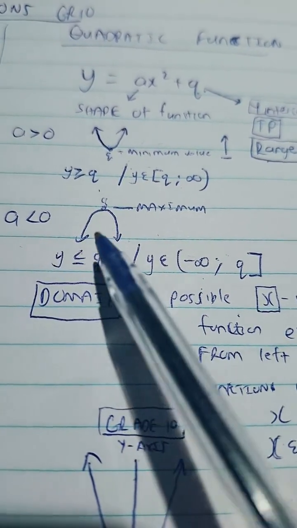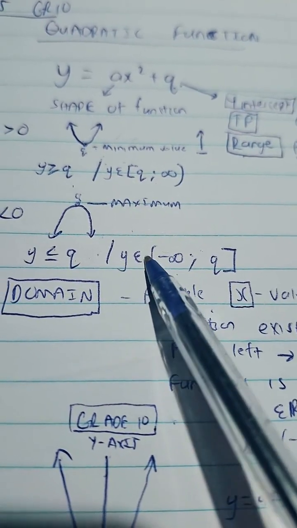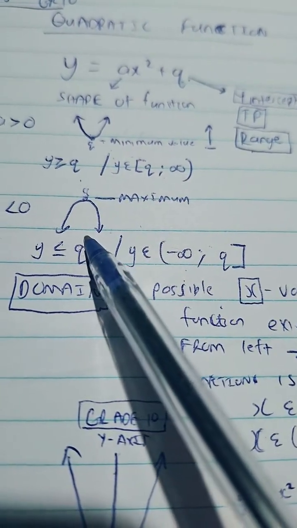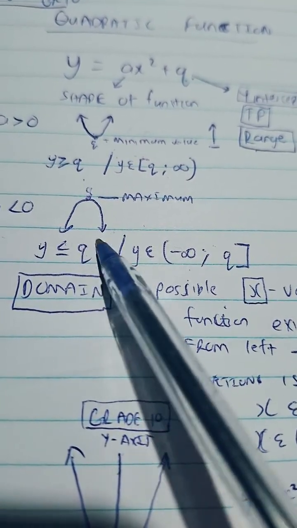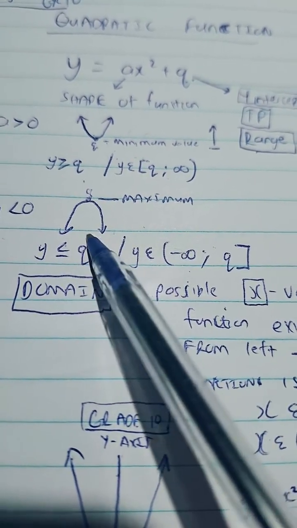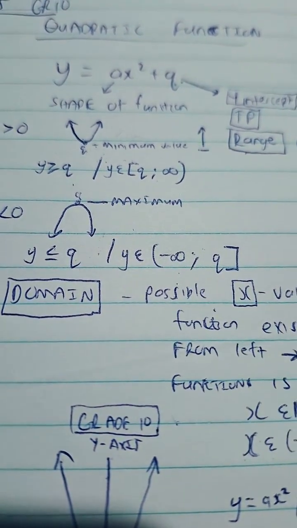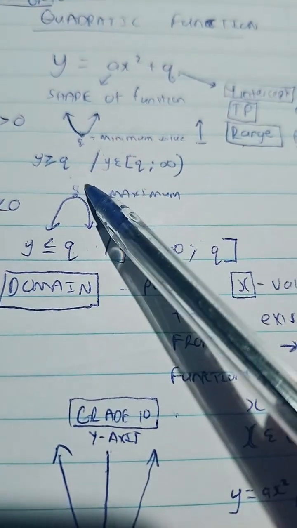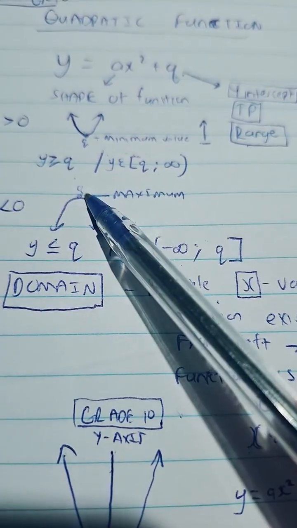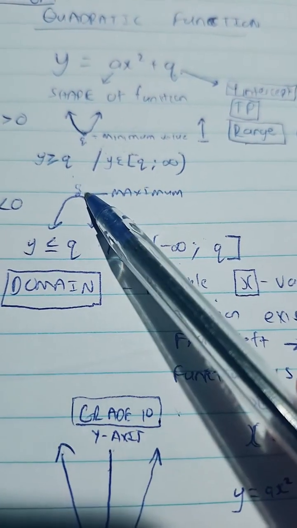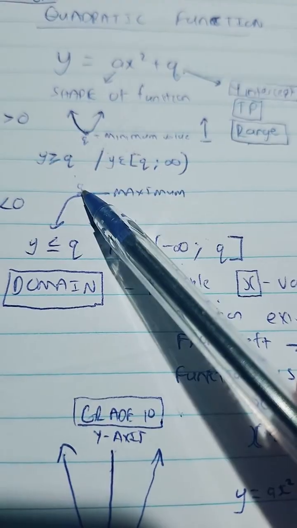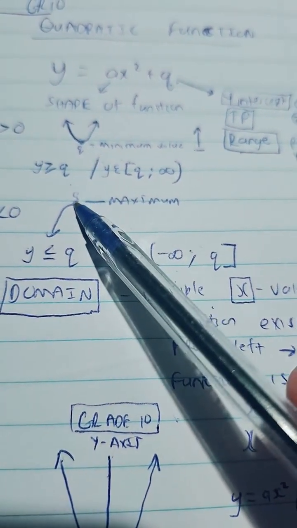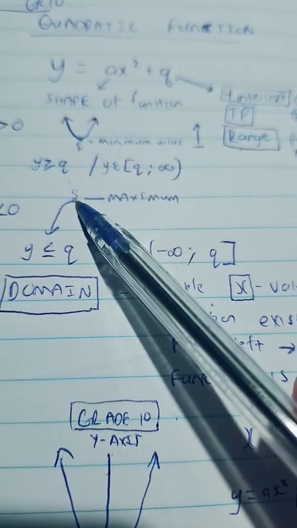If we don't want to write it in inequality form, we can write the range in interval notation. Where is the function coming from? This arrow represents that we are coming from the negative values, which is negative infinity, all the way to what? The q value. The q value is your maximum. Very important, your maximum q value. That's why we include the q value, because we arrive at the top, it's on q.